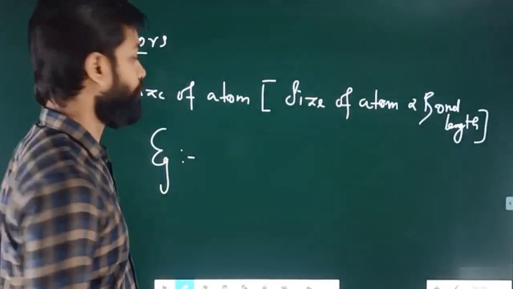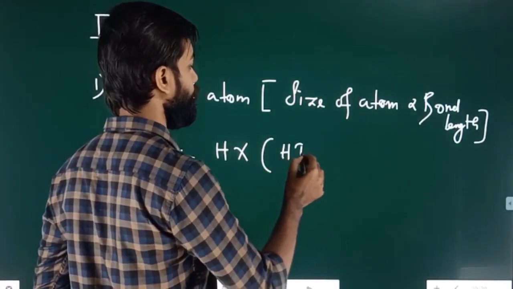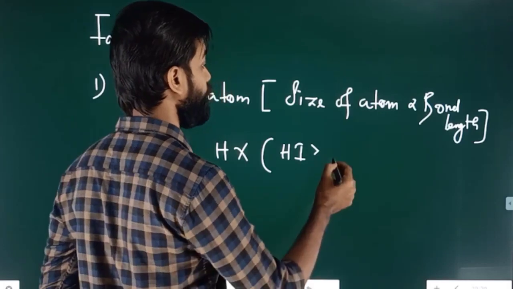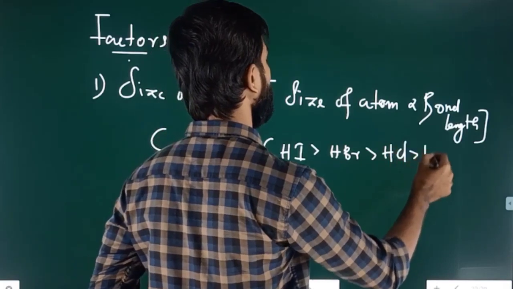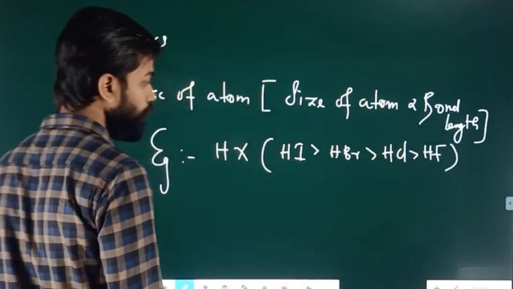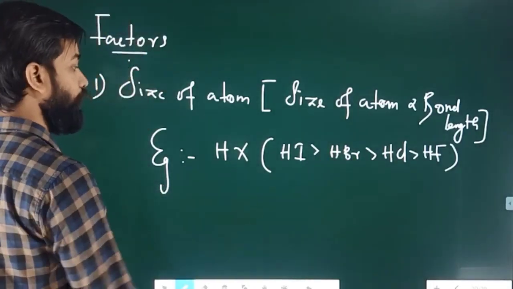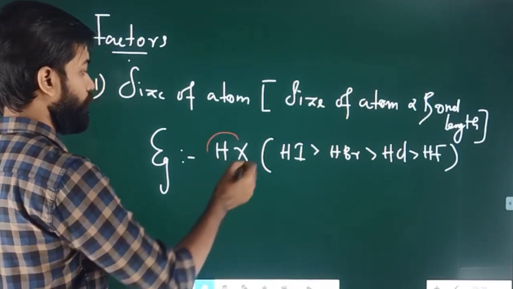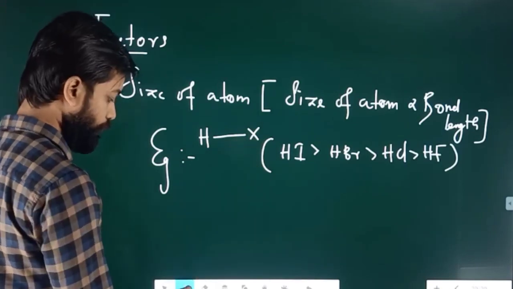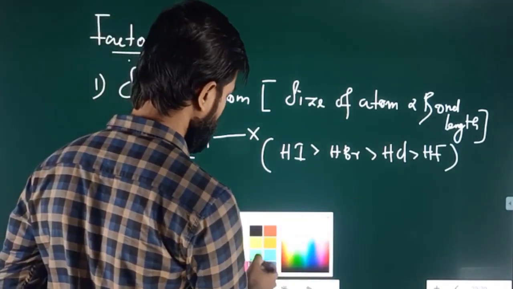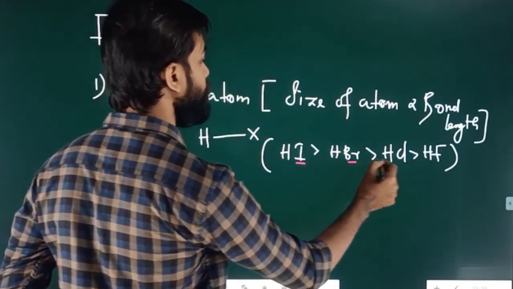For example, if I have hydrogen halides, what is the bond length order? HI has greater bond length than HBr, than HCl, than HF. Since we are moving from left to right, the size of the halogen decreases automatically. Here we are considering the bond length of H and X, which is greater for HI than HBr than HCl than HF.